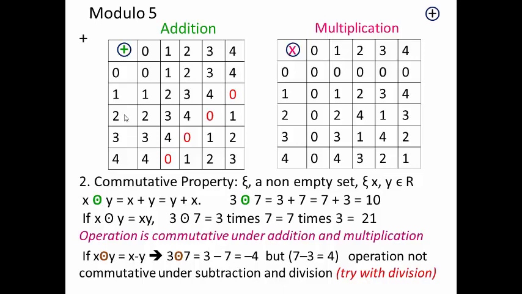We also have multiplication. Look at the multiplication table here. We have 0 operation 0 is 0, which simply means you multiply. 0 times 0 is 0. 0 times 1 is 0. I hope you understand that.